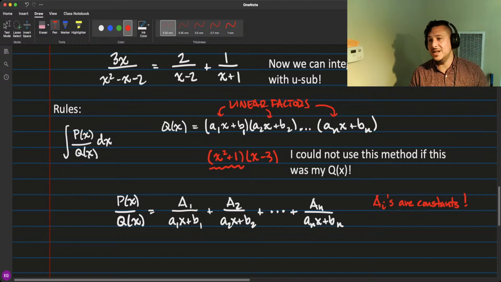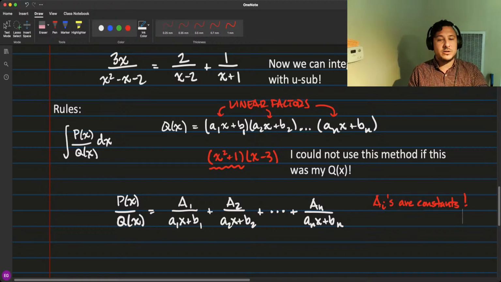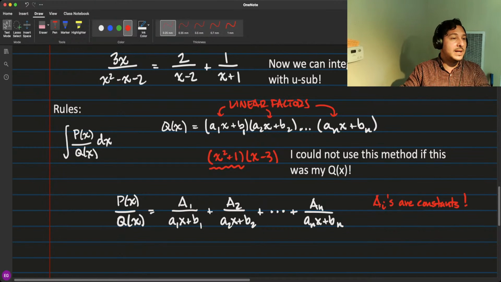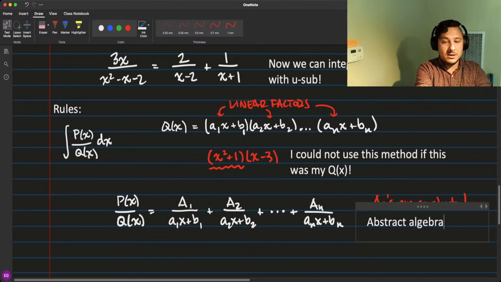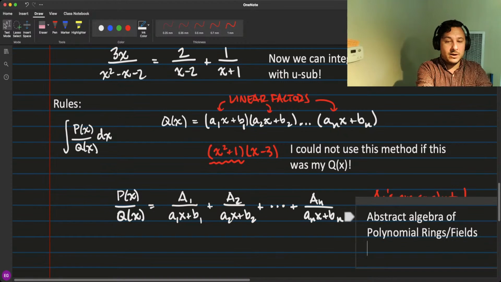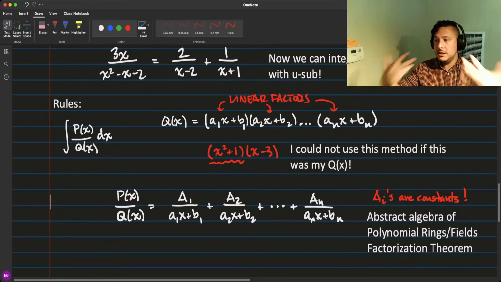It's actually really interesting because Euler figured this out, but they didn't know why this was possible. If you're wondering how you are supposed to know if it's possible to do this sort of factorization, there's actually a whole study of that, called abstract algebra of polynomial rings or fields. And there are things called factorization theorems. There's a whole branch of mathematics devoted to how you know that this actually will break up like this. Does that sort of make sense?